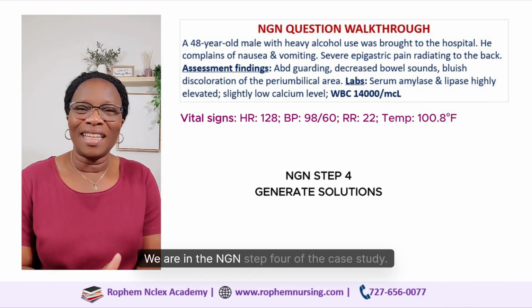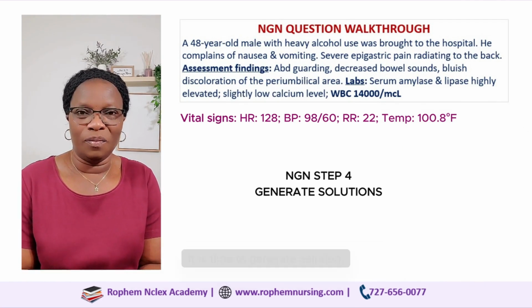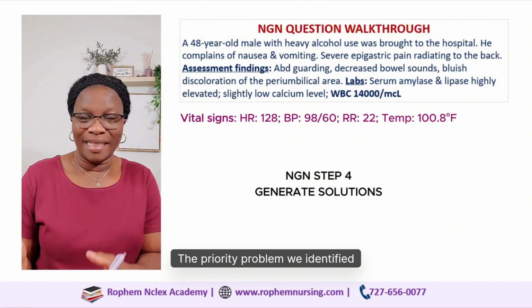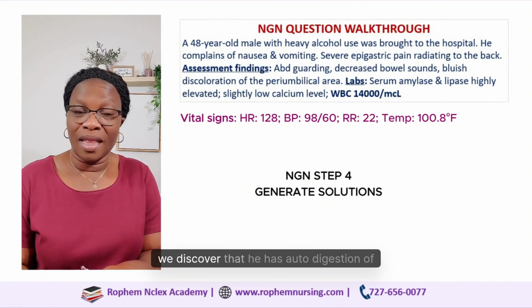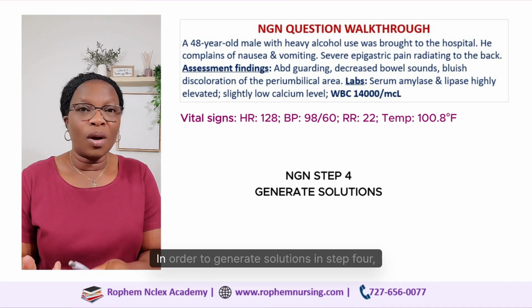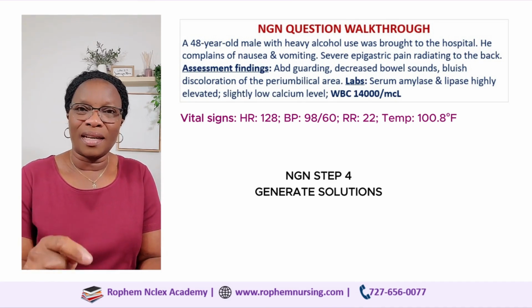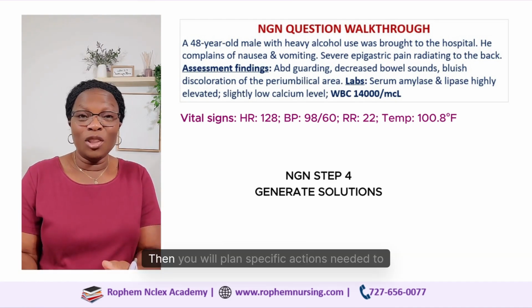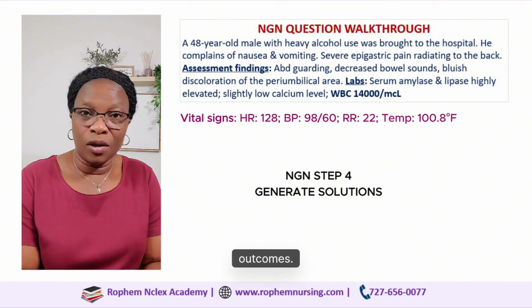We are in the NGN Step 4 of the case study. It is time to generate solutions. The priority problem we identified in Step 3 is hypovolemic shock. And in Step 2, we discovered that he has autodigestion of pancreatic tissue. In order to generate solutions in Step 4, you need to know the expected client outcomes. Then you will plan specific actions needed to achieve the expected outcomes.